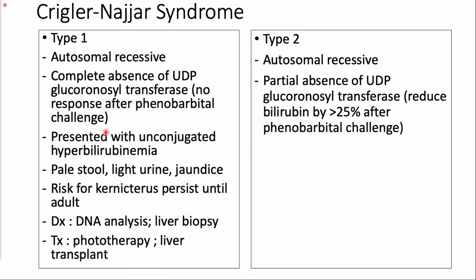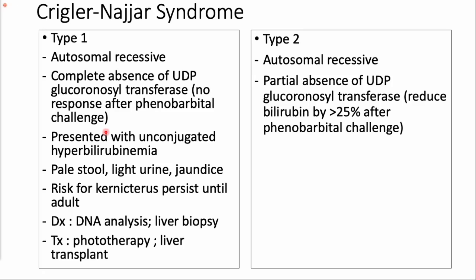Basically, phenobarbital is an enzyme inducer. So what we do is we give the phenobarbital, and this phenobarbital will then induce the activity of the enzyme. Those with type 1, because there's no enzyme to begin with, we don't expect any decrease in the unconjugated bilirubin level. Whereas in type 2, there will be improvement of more than 25% after the challenge. But perhaps the doctor can share if this test is done clinically, doctor?